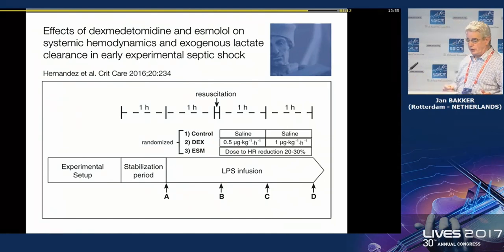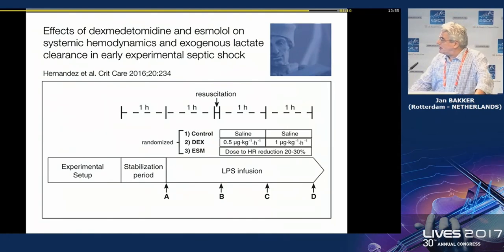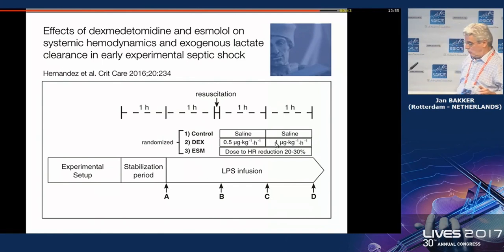And we instrumented the animal so that we could also measure the regional circulation. And in this case, we were especially interested in the gut circulation and the liver circulation. And what we did is we compared it to esmolol. That's a different topic. But we used quite high doses of dexmedetomidine, 0.5 for an hour after the induction of septic shock, and 1 in the final hour of septic shock.